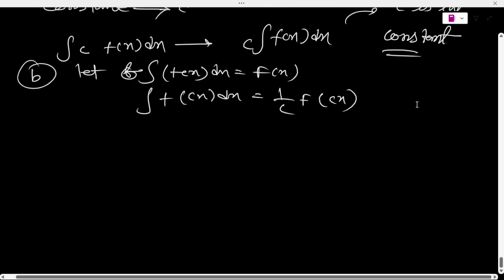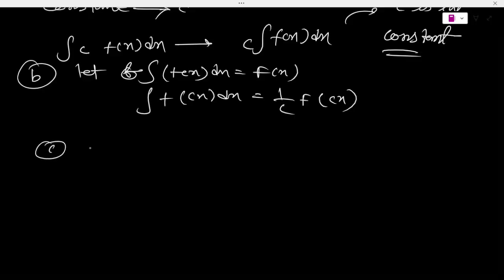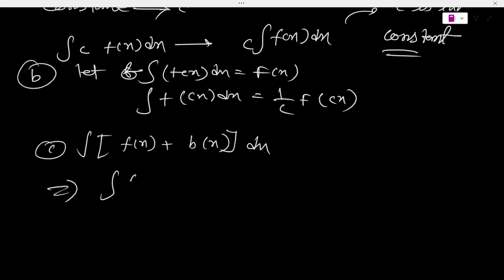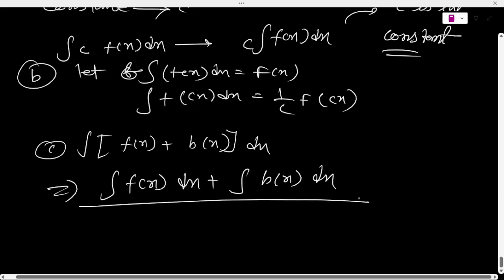And if two functions are given, let's say the integration of f of x plus g of x into dx, how will you break it? Definitely you have to break it into the integration of f of x dx plus the integration of g of x dx. You have to break this kind of thing at this level, okay.